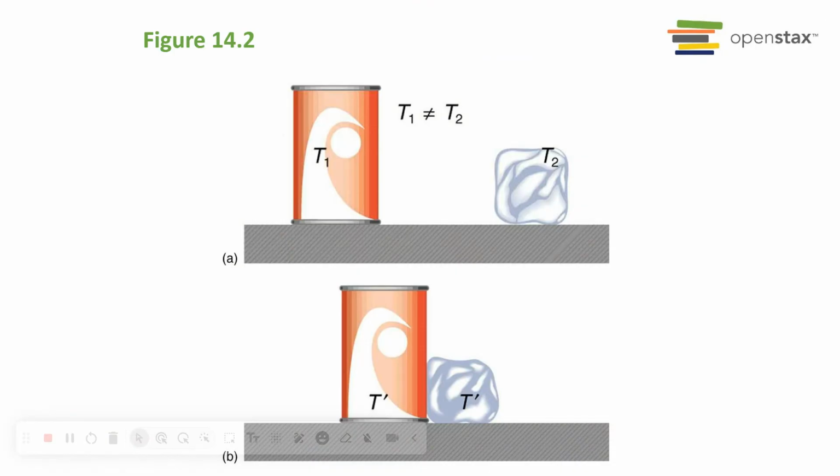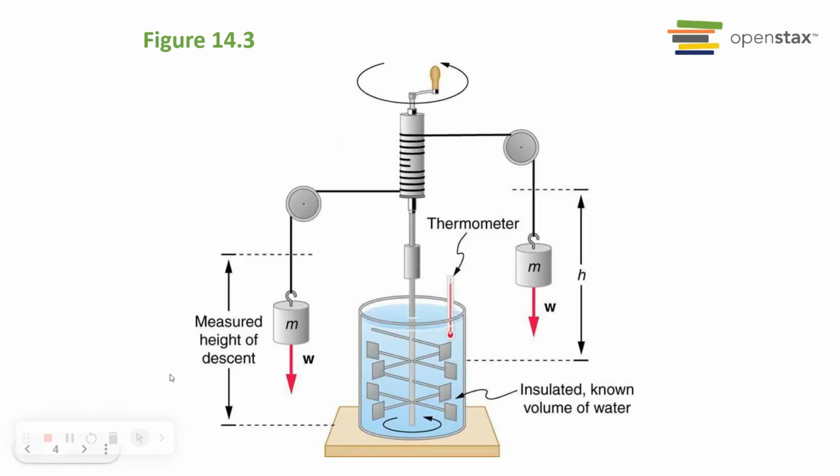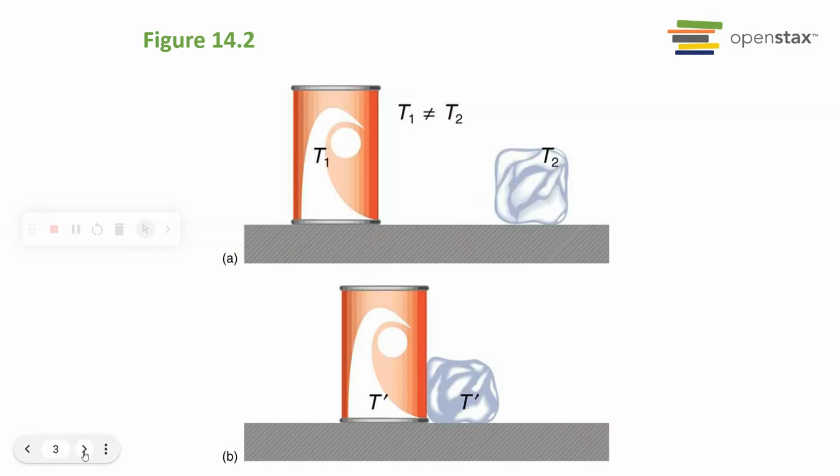I've got an image here on the screen of something that's hot and then something that's cold. Whoops, let me go back. Okay, and so we can assume that this temperature is not equal to this temperature.